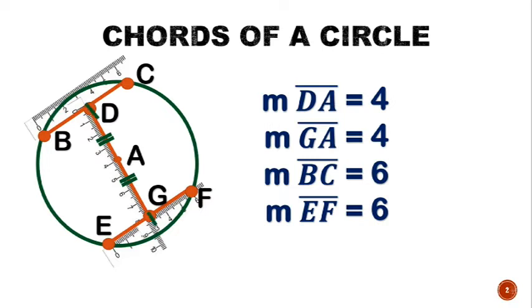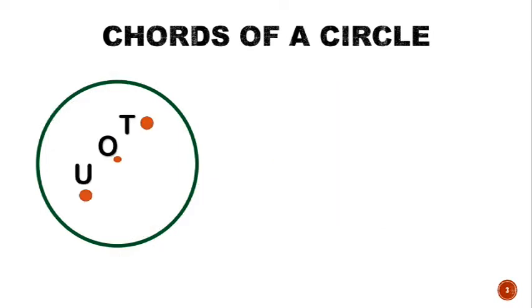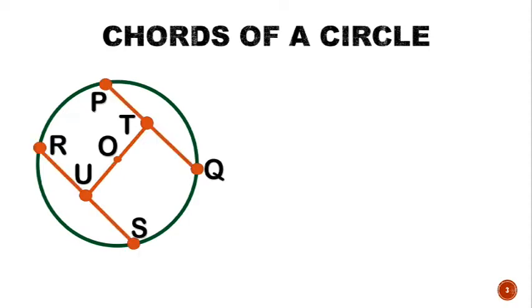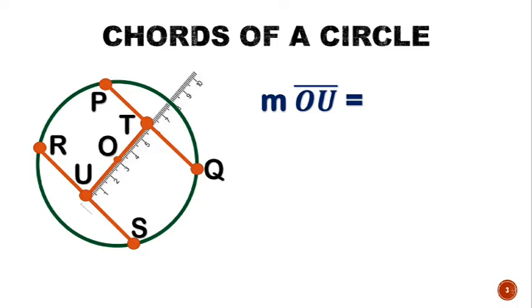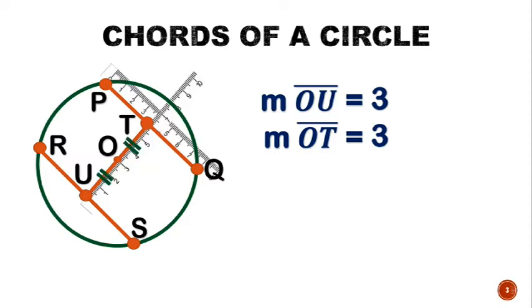Let's have another one. What if we have another circle? The points T and U, then forming chords. Now, let's measure the distance from the center of the chords. So, segment OU is 3 units. Segment OT is also 3 units. So, parehas. Now, what about the chords?